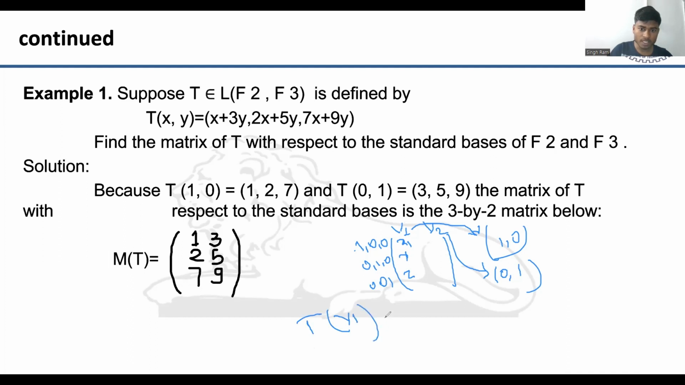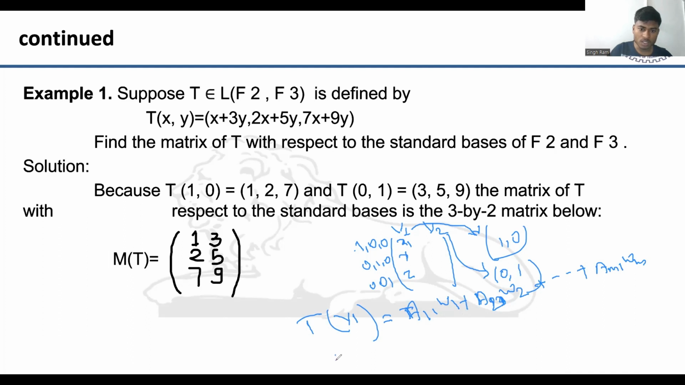T(v1), applying the transformation on v1, that will be a11 w1 plus a12 w2, right? Here a21 w2, and plus up to am1 w.